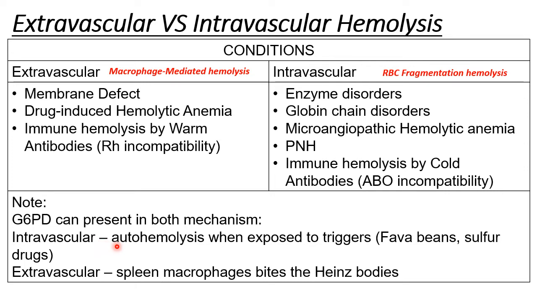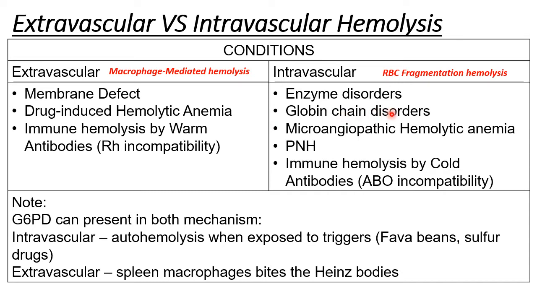Okay? Kapag nagkakaroon ng autohemolysis when exposed to triggers such as your intake of fava beans and intake of sulfur-containing drugs. Okay? Pwede rin silang extravascular kapag pumunta yung RBC sa spleen and therefore kakainin niya yung Heinz bodies present sa loob ng RBC. Okay? So, pwedeng dalawang mechanism sa G6PD. Okay, going back to the other conditions.